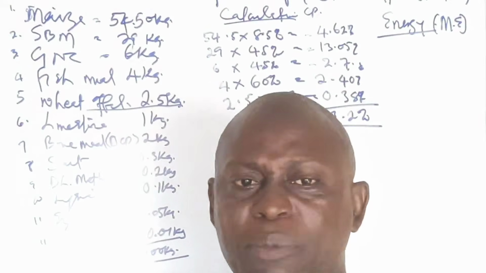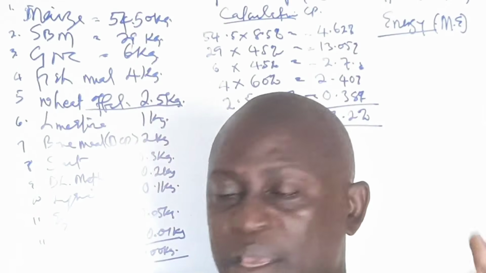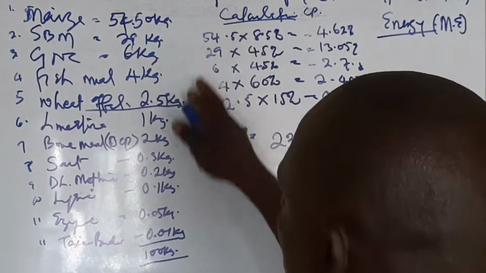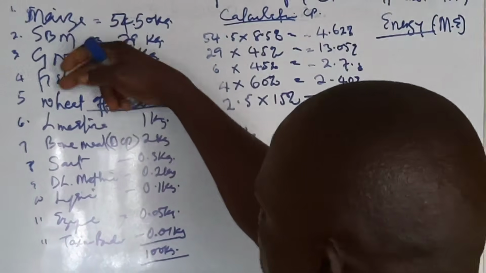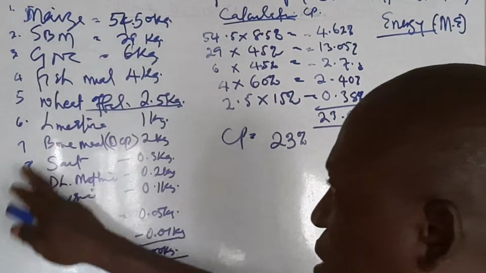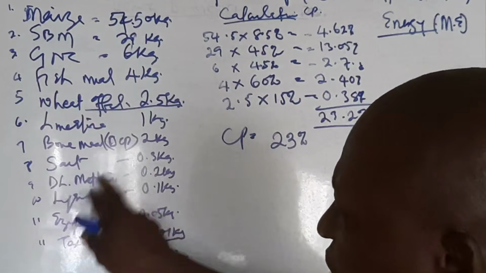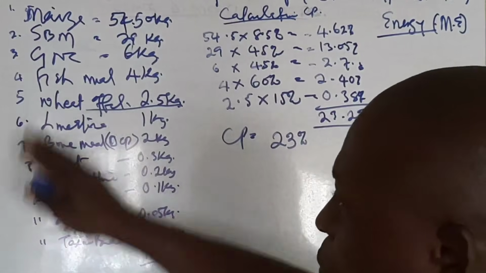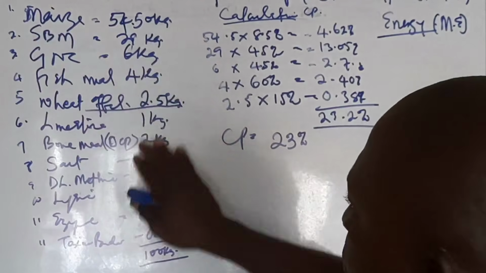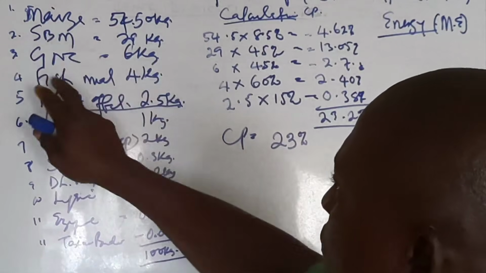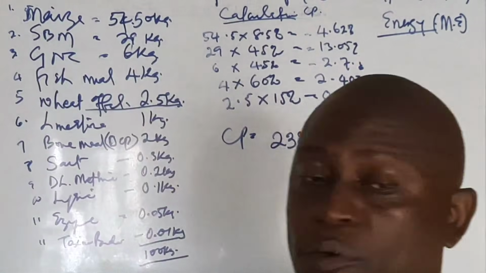So we are starting with the metabolizable energy. Remember, these are not the only ingredients we have here. Here, this is 1, 2, 3, 4, 5. Limestone does not have protein. Bone meal does not have protein. Salt does not have protein. All this does not have any protein. The only protein content of this feed is from these 5: 1, 2, 3, 4, 5. Others are not. They are for minerals.